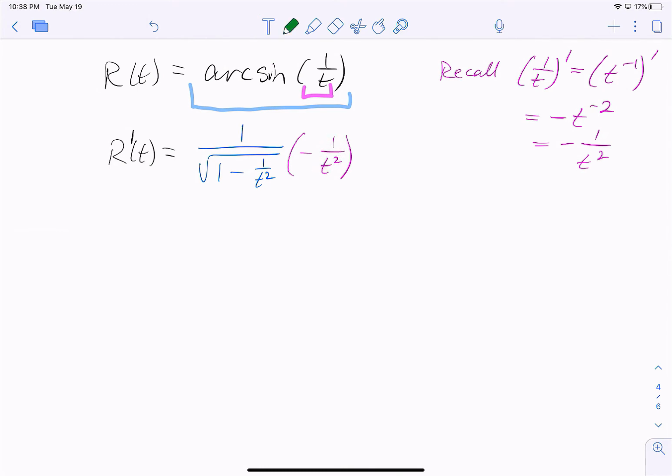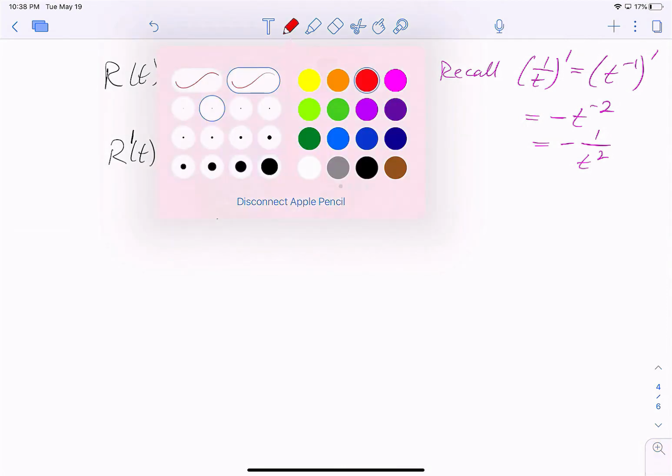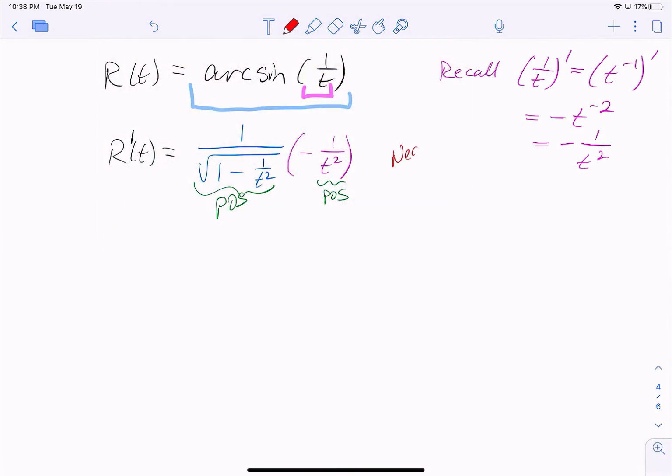The square root in the denominator has to be positive. 1 over t squared has to be positive. And so with this minus sign out here, this result has to be negative. Now we're going to return to that idea down the road. For now, let's continue simplifying our expression.